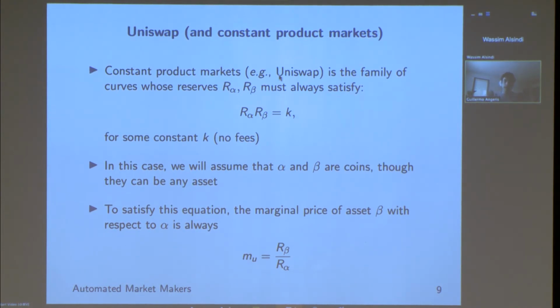So in other words, the market starts with some reserves, R alpha and R beta, and the product is some number K. Then after I perform the trade, I have added enough reserve into R alpha and removed enough reserve out of R beta such that the remaining product is still equal to K. Of course, in the case of decentralized finance, we'll simply assume that alpha and beta are coins, but they technically could be any asset. And you can show, as I said before, that equivalently, in order to satisfy this equation, the marginal price, or the reported price, has to be exactly the ratio of the reserves.